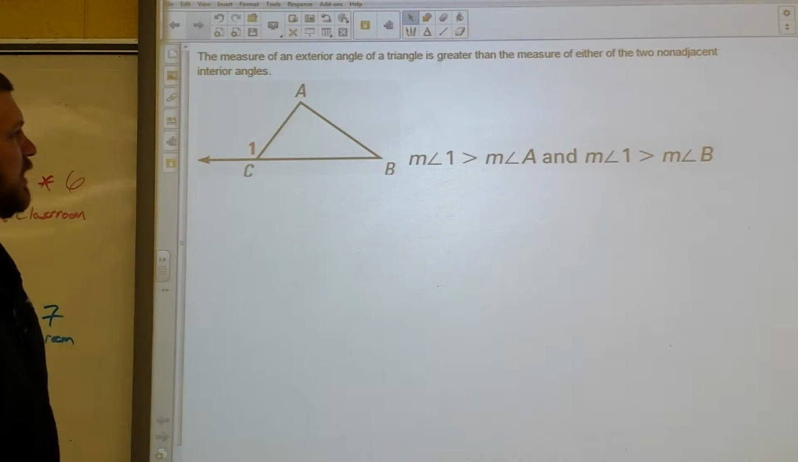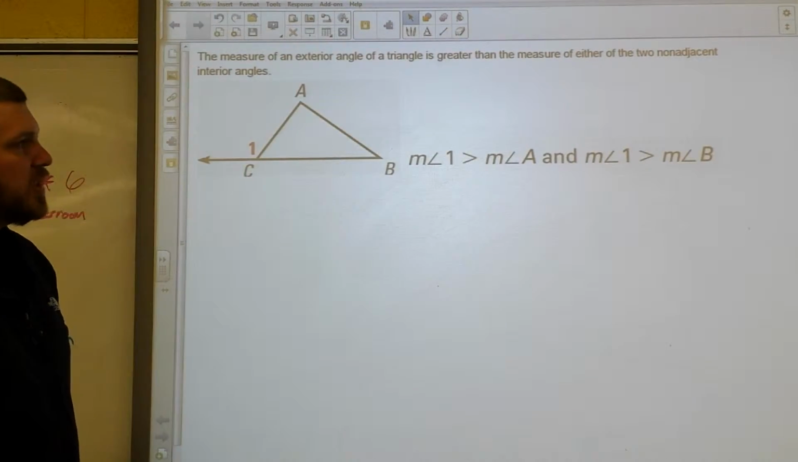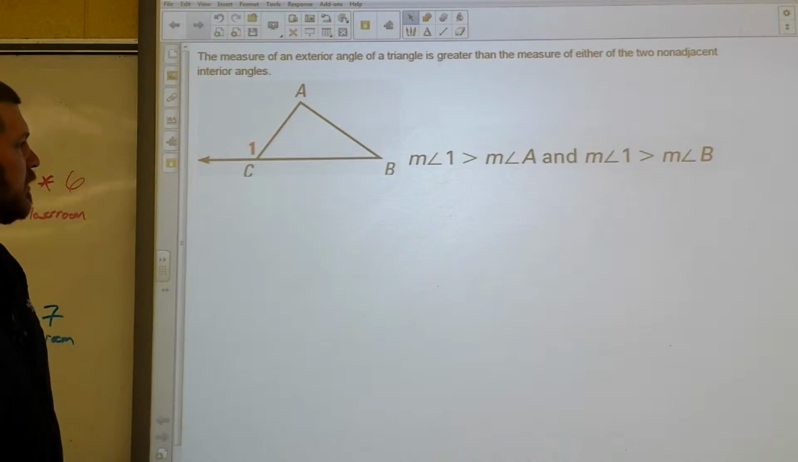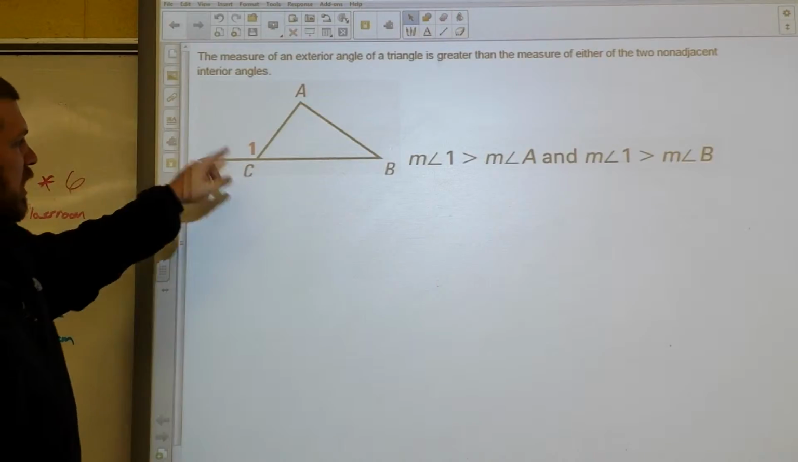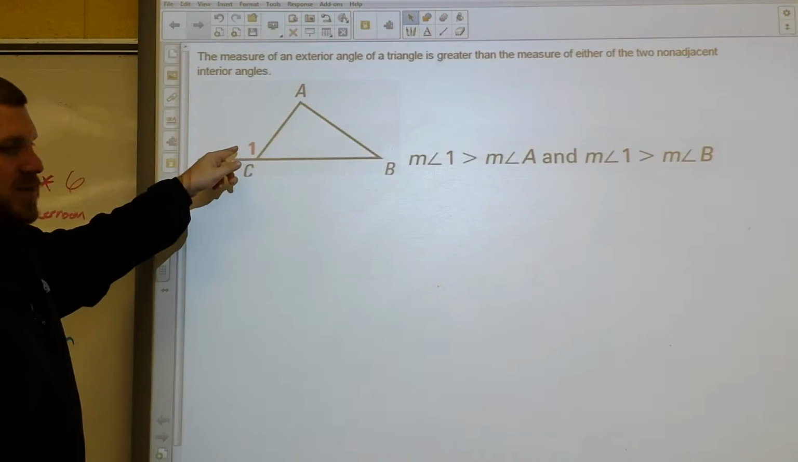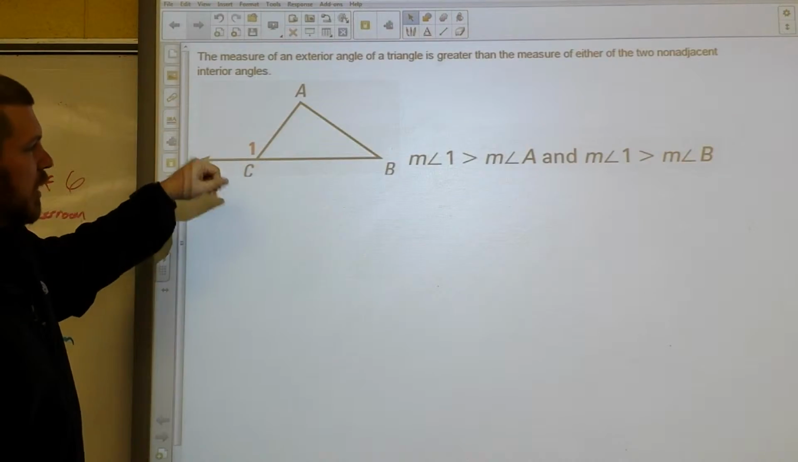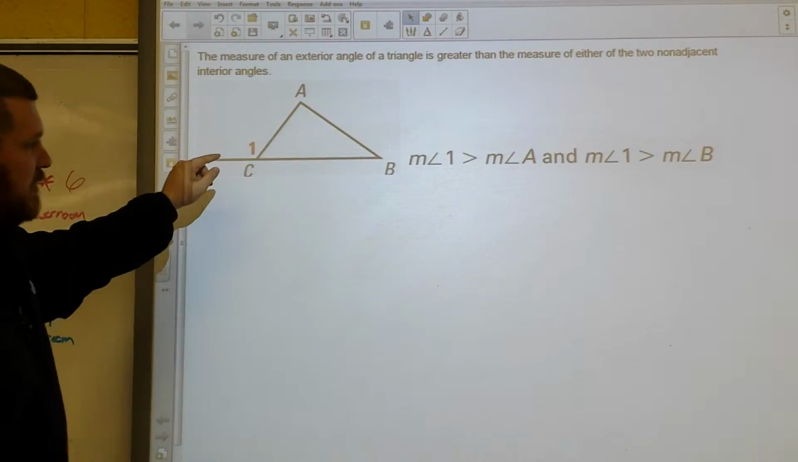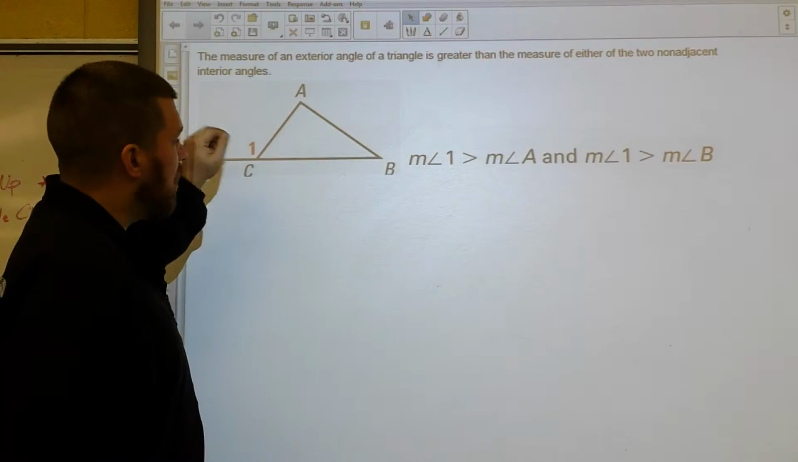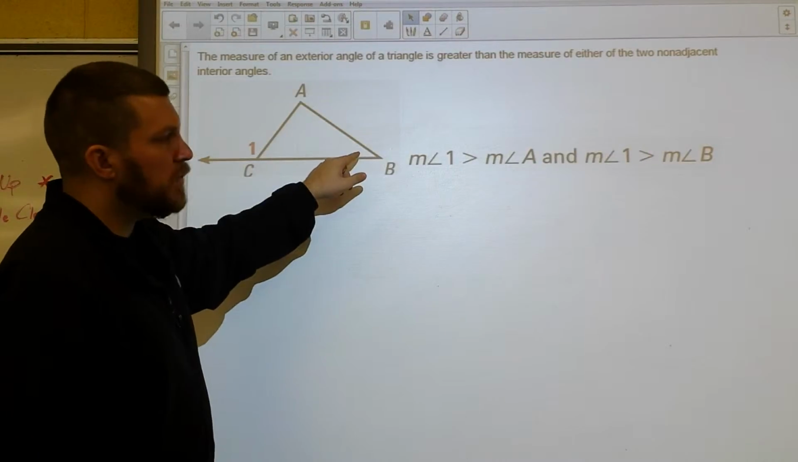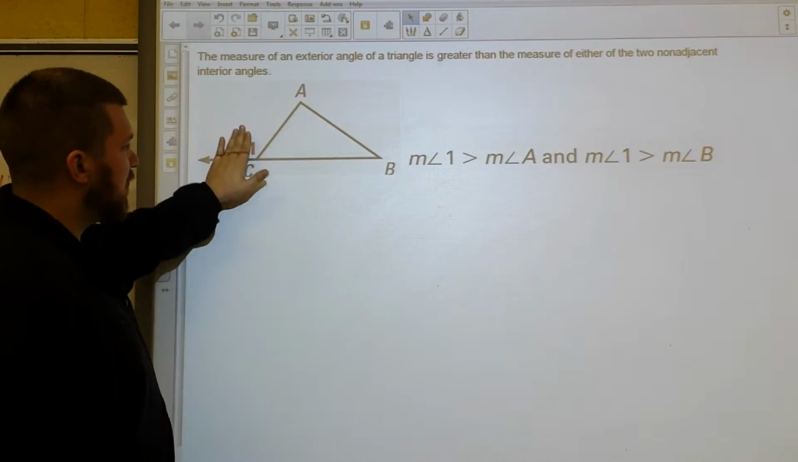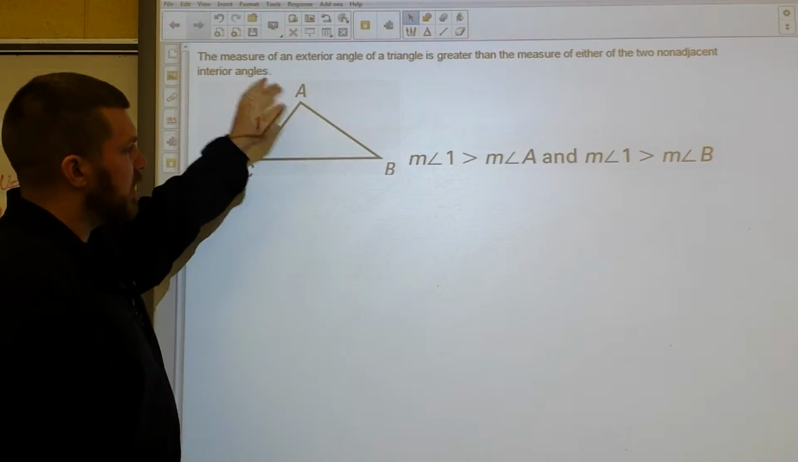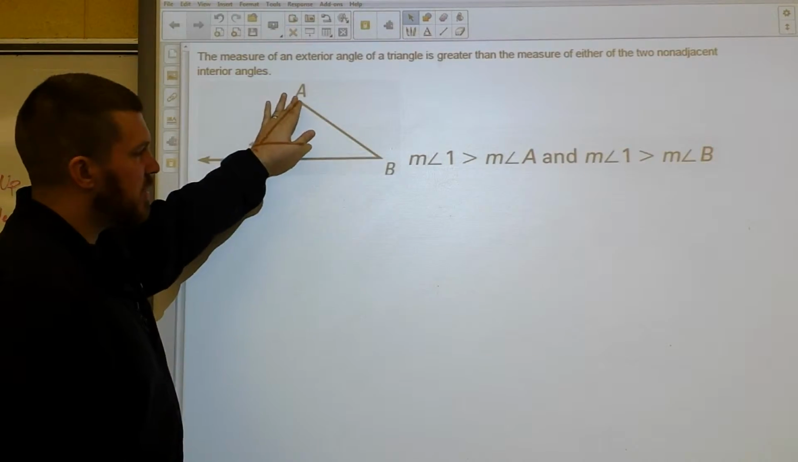And the measure of an exterior angle of a triangle is greater than the measure of either of the two non-adjacent interior angles. So for instance, in triangle ABC, we have an exterior angle, which I'm just calling angle 1, and based on this rule that we just talked about, angle 1 has to be bigger than angle A, and it also has to be bigger than angle B.